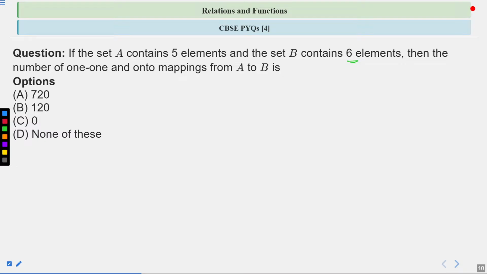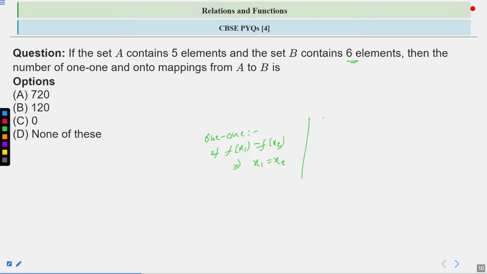what is the condition of 1-1 function and what is the condition of onto function, right? So what is the condition of 1-1 function? For a 1-1 function, the condition should be: if f(x1) is equal to f(x2), this implies x1 should be equal to x2. This is the condition for 1-1 relation. That is, for every element in the domain set A, there must be only one image in set B.